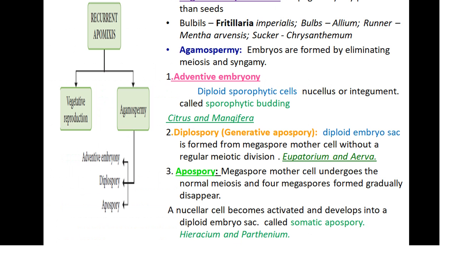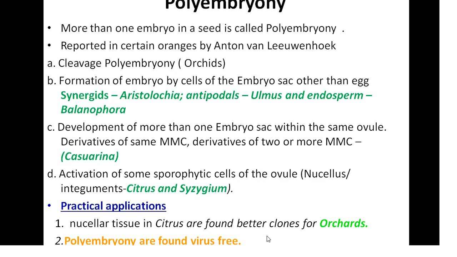This Parthenium we have already seen in protogyny, where the gynoecium part of the plant matures first and the androecium part matures later. It is seen in carrot grass. And polyembryony: what is polyembryony? If we see more than one embryo in one particular seed, it is called polyembryony. It was reported by Anton von Leeuwenhoek in the year 1719.